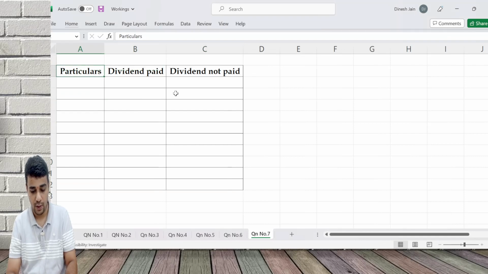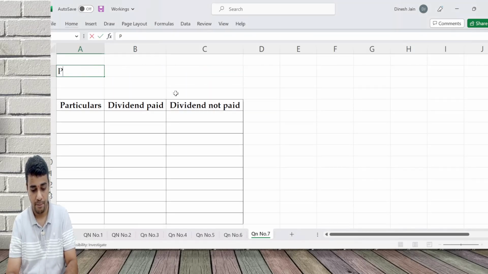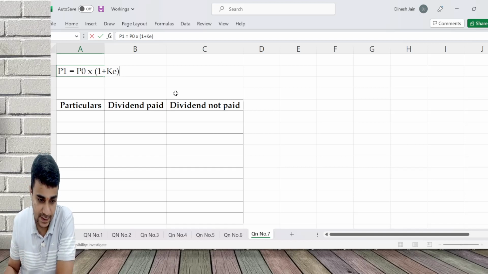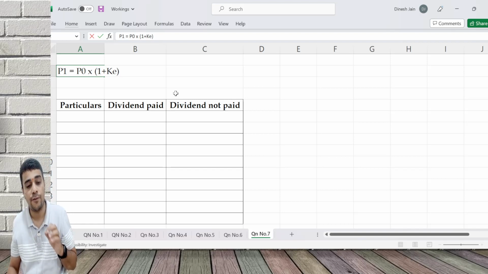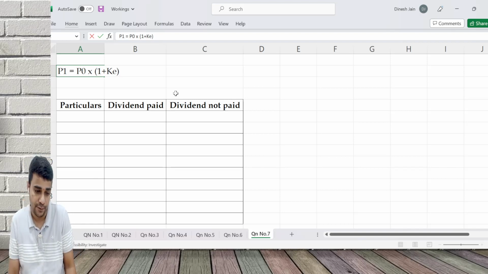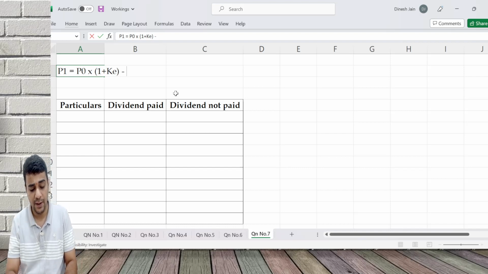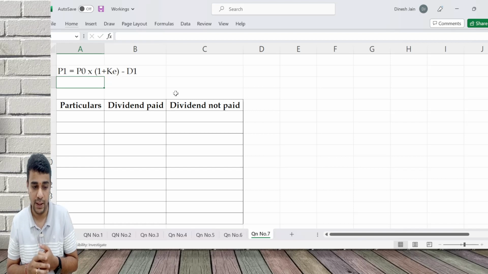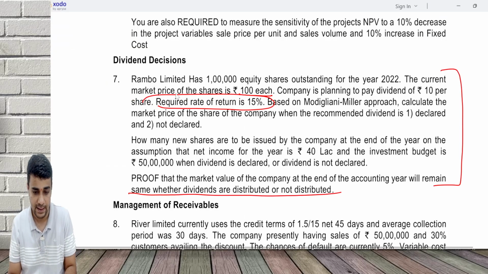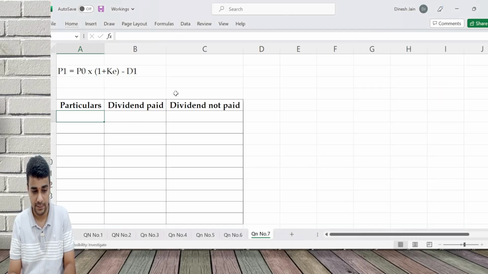And according to Modigliani Miller, P1, the price at the end of the year, is P0 into 1 plus KE. That is, whatever is the price at the beginning of the year, that should go up by the cost of equity. And if any dividends are paid, you can subtract them. P0 into 1 plus KE minus the dividends which are paid.